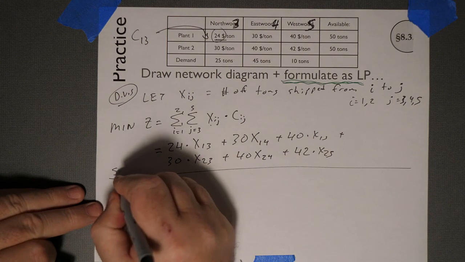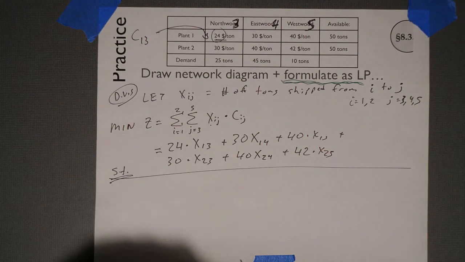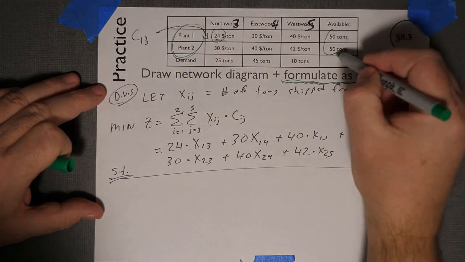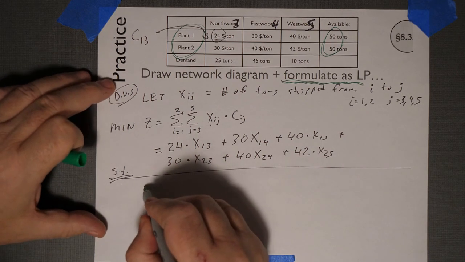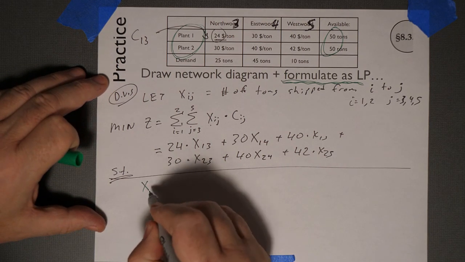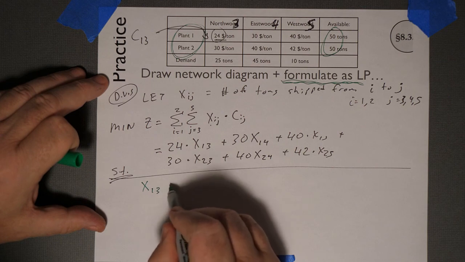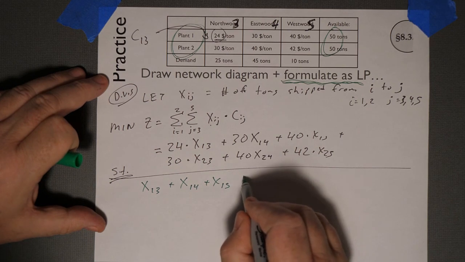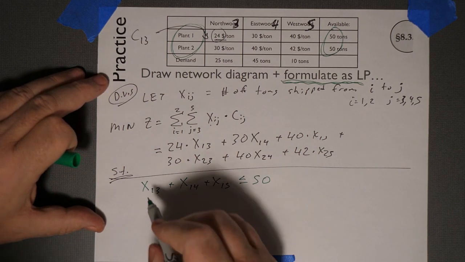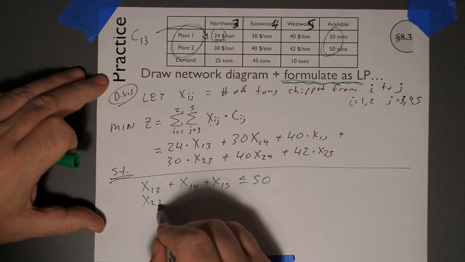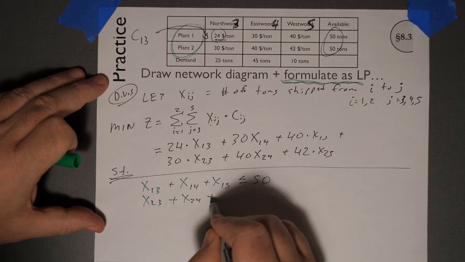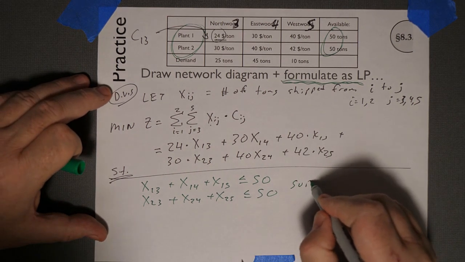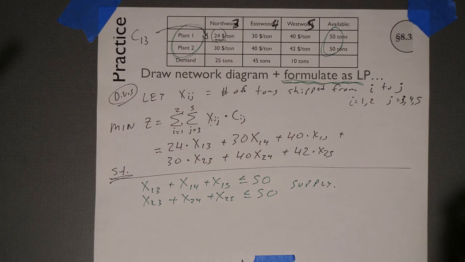So we want to minimize that subject to some constraints. Constraints fall into two flavors. We have our 2 plants. We can't ship more than we have. So the amount coming out from 1 to 3 plus the amount from 1 to 4 plus the amount from 1 to 5 must be less than or equal to the 50 that we have available. Likewise, from 2 going into 3, 2 going into 4, 2 going into 5 is less than or equal to the 50 that we have available there. So those are the supply constraints.